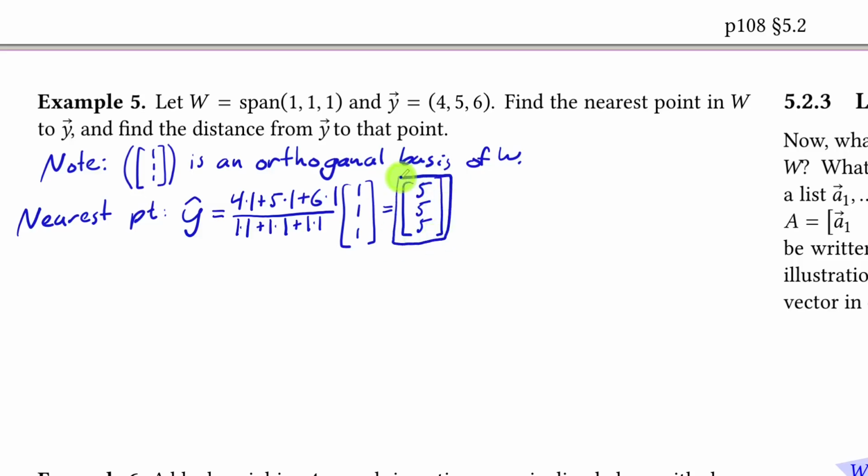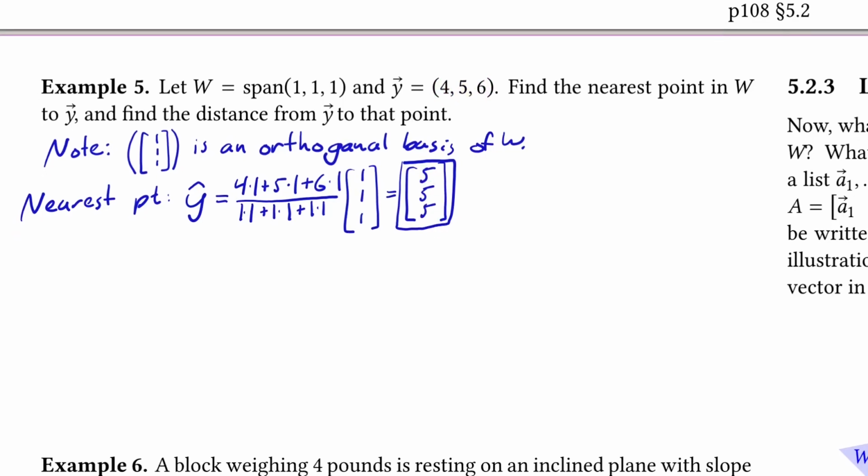And maybe that seems reasonable. That is definitely in the span of (1, 1, 1). And we got the 5 exactly equal to the 5, and the 4 is pretty close to 5, and 6 is pretty close to 5 too. So it seems reasonable that that would be the nearest point. But let's actually find the distance from y to that point.